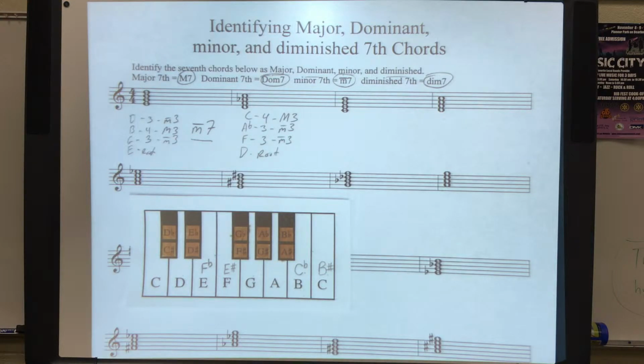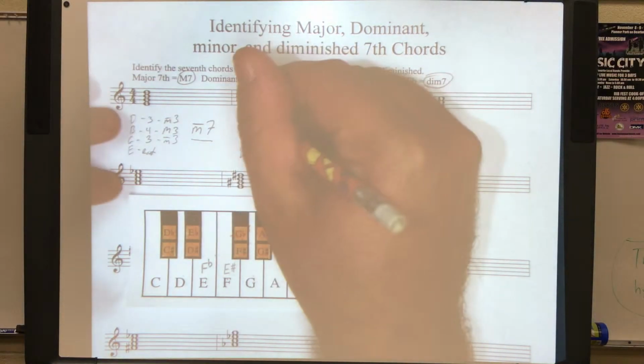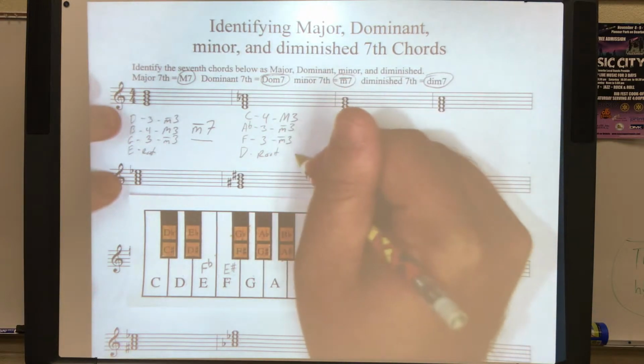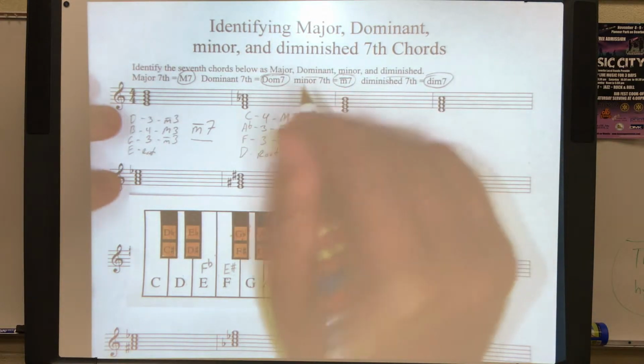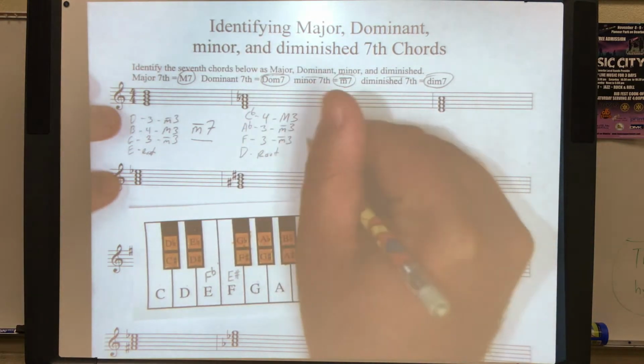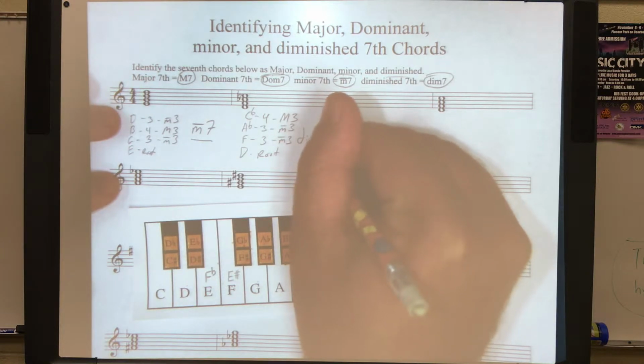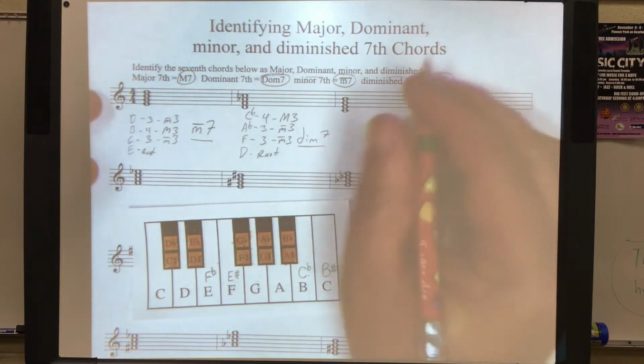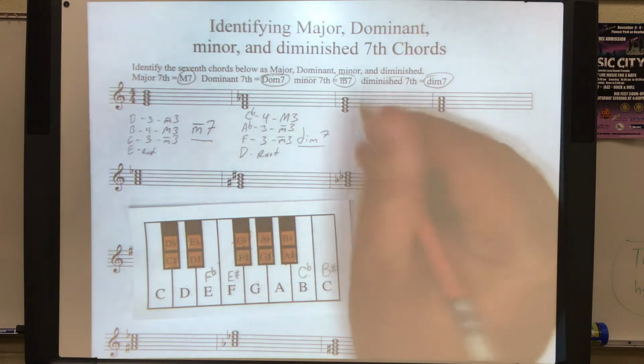And what we actually have there is a diminished chord. You know, my mistake. That should be a C flat, and it'll be changed on your worksheet. This should be a C flat for a diminished 7. So make sure you write diminished 7th there. Let's go to the next one.